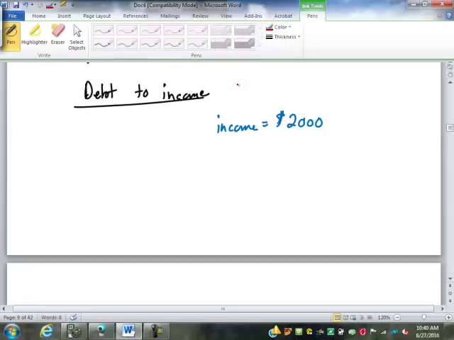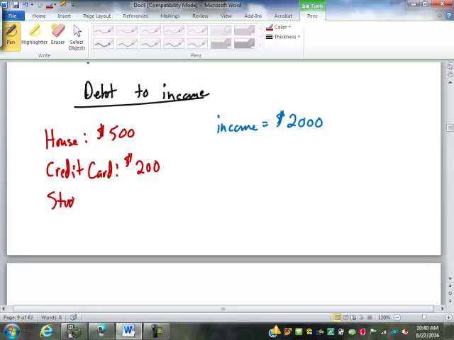Let's look at our required payments. Now, debt is not utilities. It is strictly debt payments. So let's say you have a house mortgage that you are paying $500 a month on. Let's say you have a credit card that you are paying $200 a month on. Your student loan, let's put it at $100 a month. Let's say that's all your debt payments right now. Your current debt level is $800 per month.